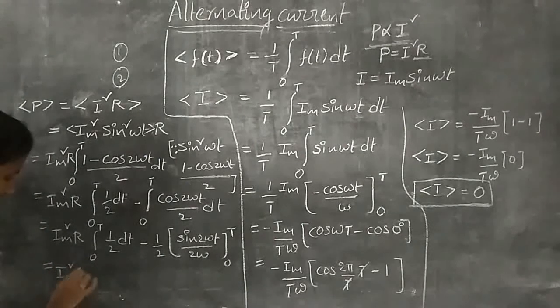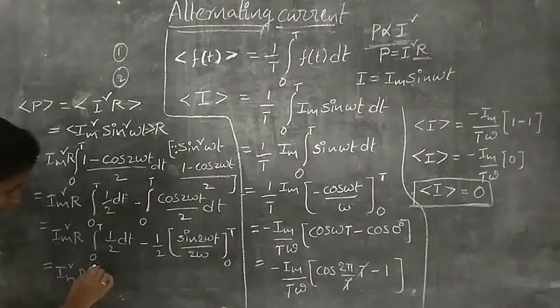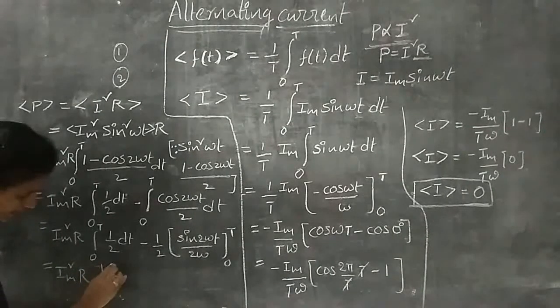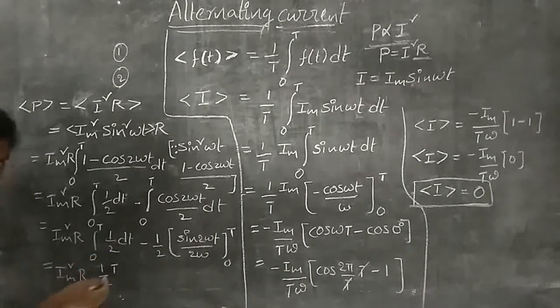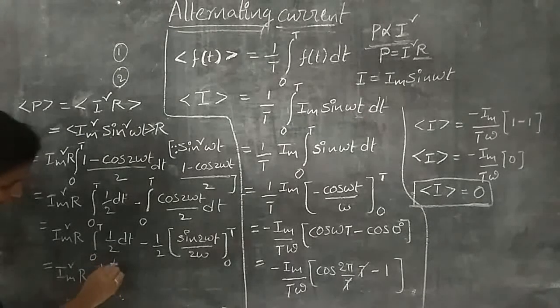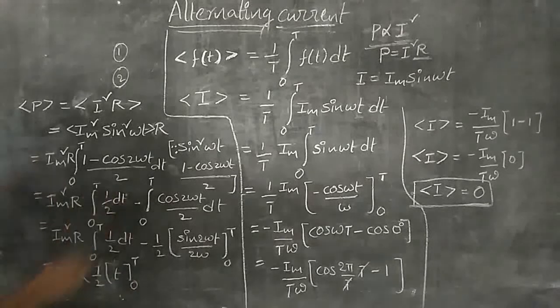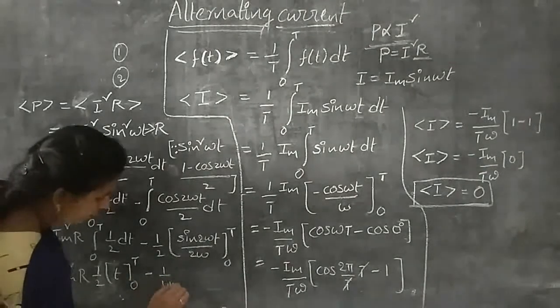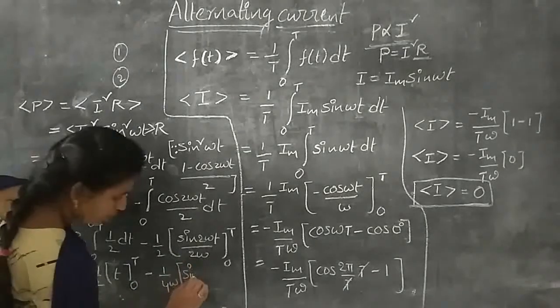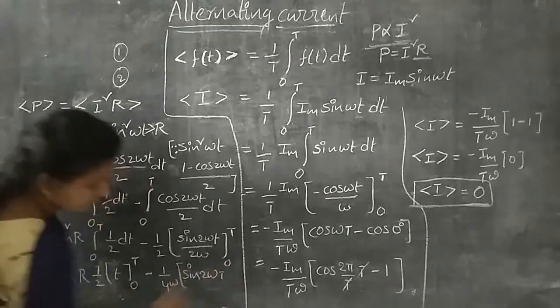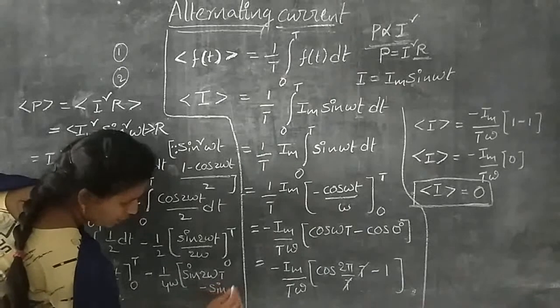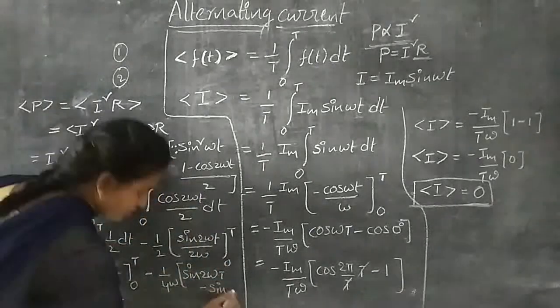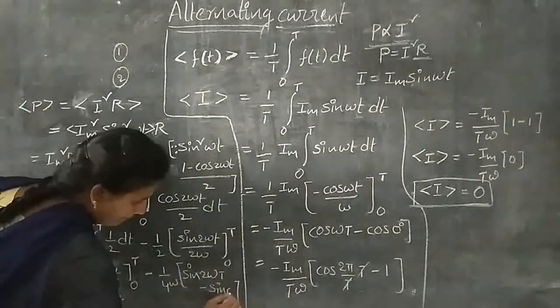So Im square R, 1 by 2 dt: 1 by 2 is a constant, and the integral of dt is t minus 0, so 1 by 2 into t within the limits 0 to T. After that, 1 by 2 into 2 omega gives 4 omega, sin 2 omega t minus sin 0. Sin 0 is nothing but 0.